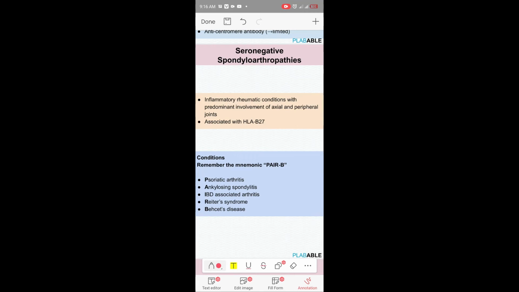Most of them have these 4 features: ANA negative, RF negative, involvement of the lower back and the sacroiliac joint, HLA-B27 association, and extra-articular manifestations.